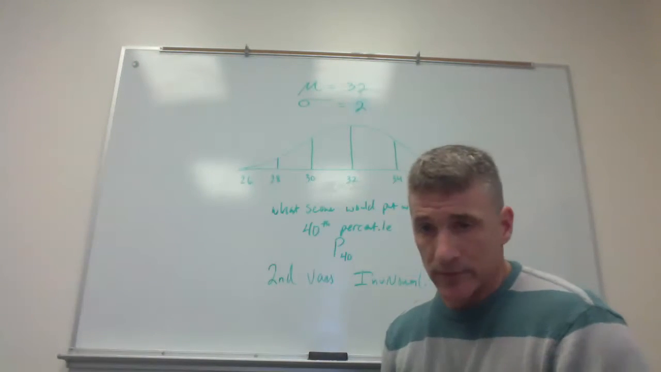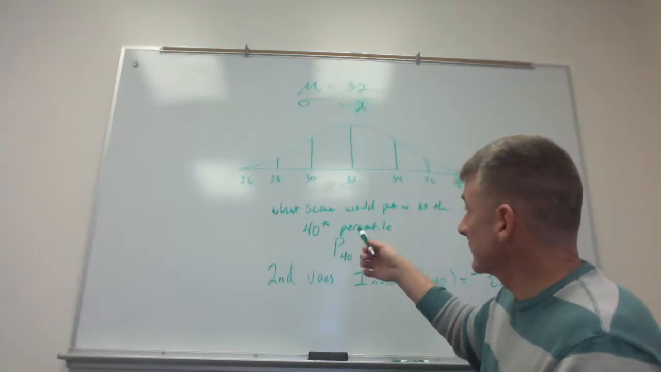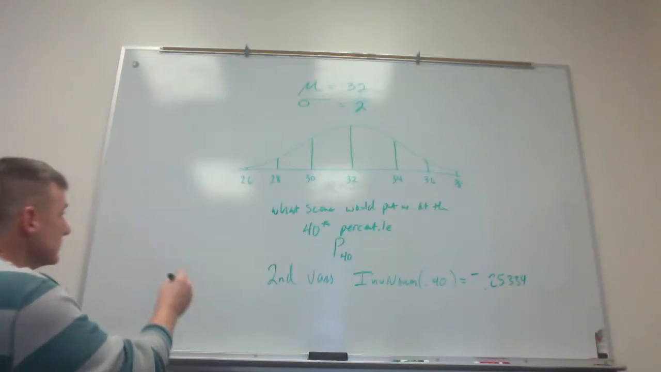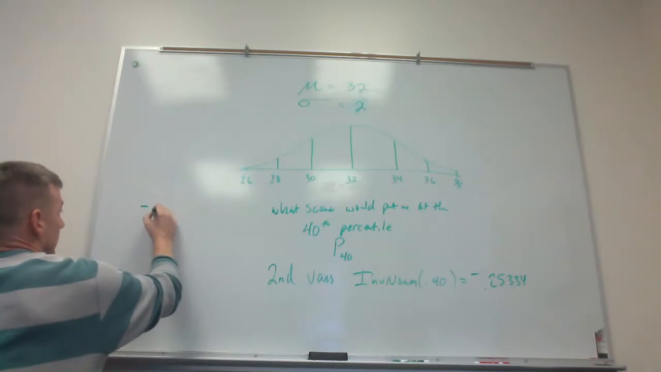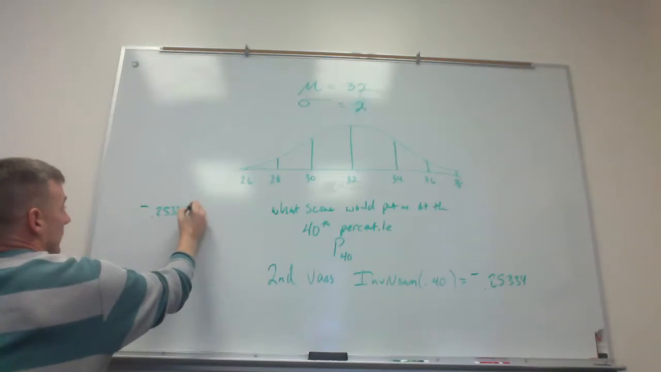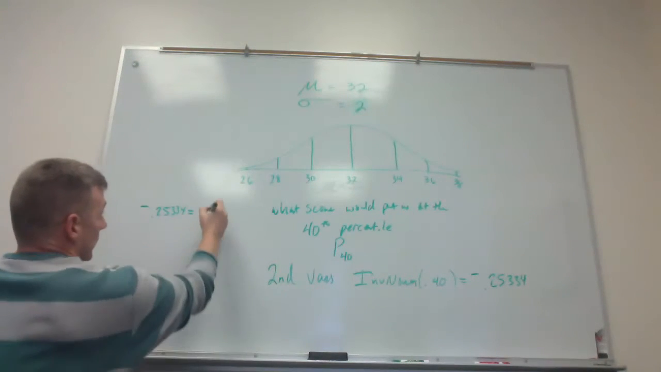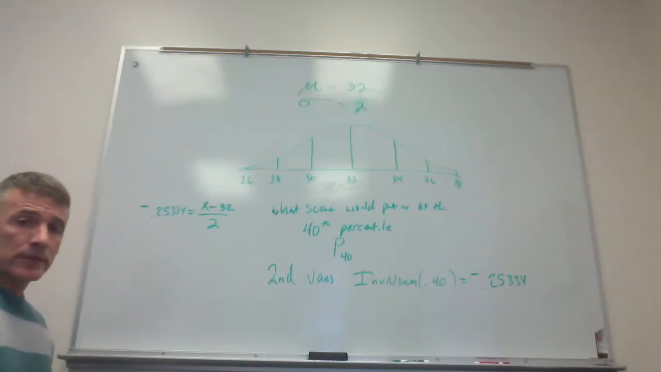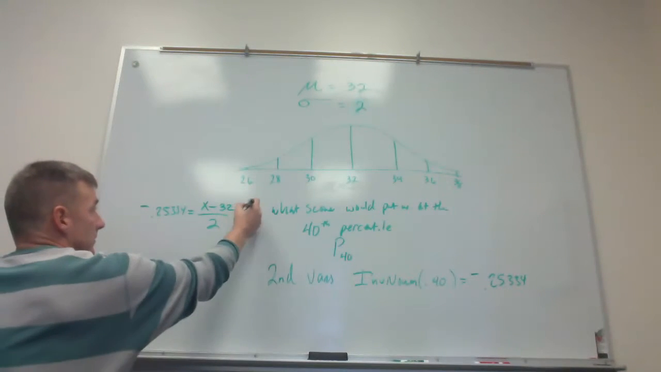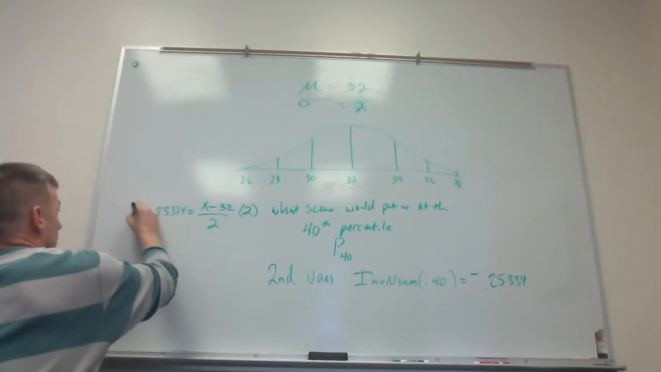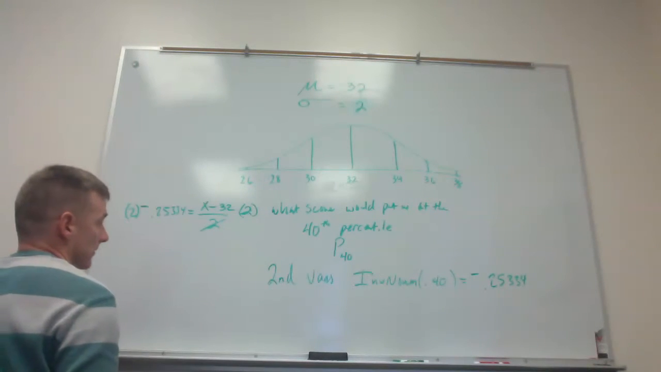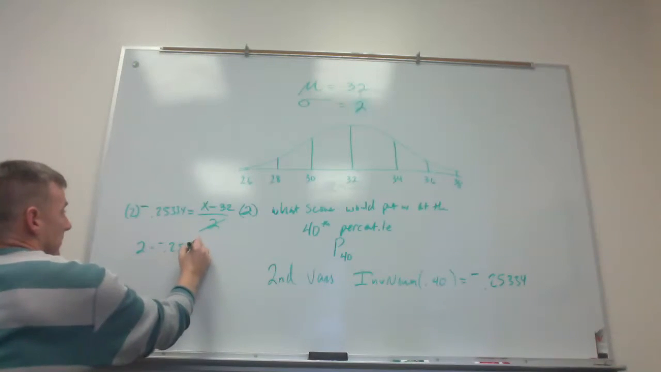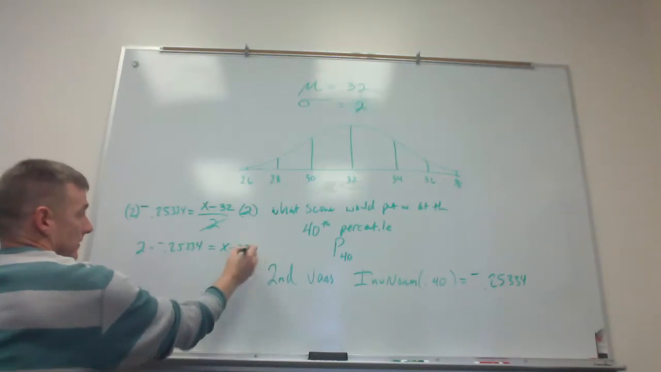Okay? So this is my z-score, but it's not the raw data point, and we're looking for the actual score. So what we use is the z-score formula. That is our z-score. So negative 0.25334 is equal to the raw data point, x, minus our mean, divided by 2. And multiply both sides by 2. And they're canceling. And so you're going to have 2 times negative 0.25334 is equal to x minus 32.